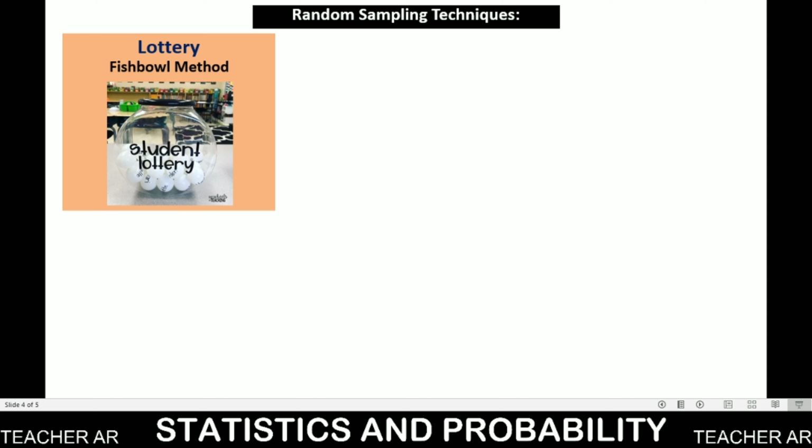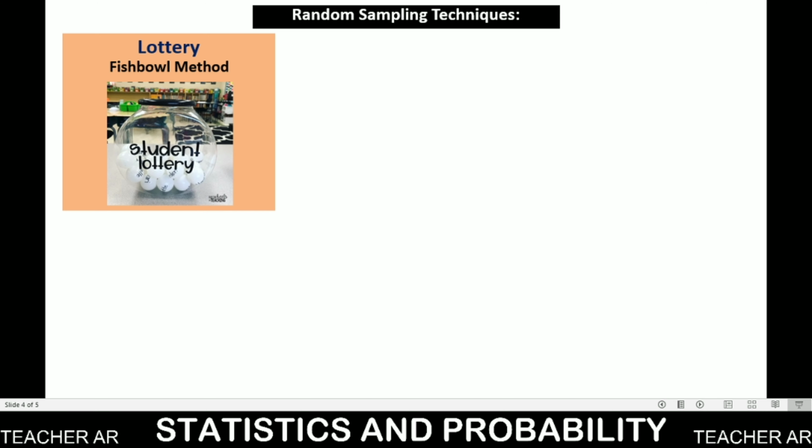Kasi pwede natin gamitin yung bunutan, pwede mong ilagay yung pangalan ng members ng population sa isang fishbowl, tapos bubunutin mo para makasama dun sa study natin. Itong lottery ay applicable lang kapag medyo maliit ang ating population. This is it for the first random sampling technique, the lottery.